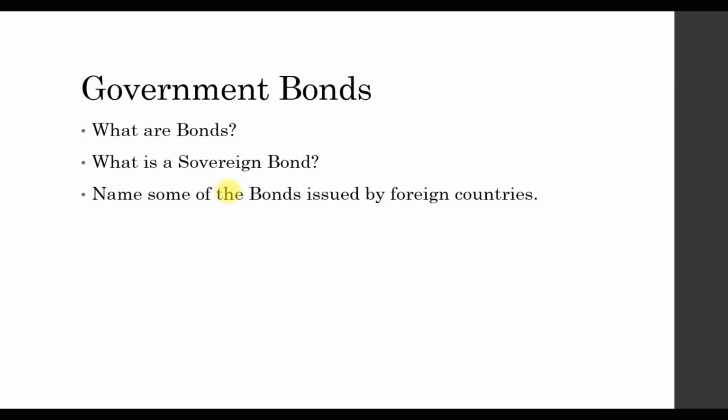Now, historically, the first bonds were issued by the English government in the year 1693 in order to fund war efforts against France. So, in order to see some of the bonds issued by foreign countries, US Treasury bonds are issued by USA, OAT is issued by France, bunds are issued by Germany, and gilts are issued by UK. So these are some of the bonds which are issued by foreign countries.